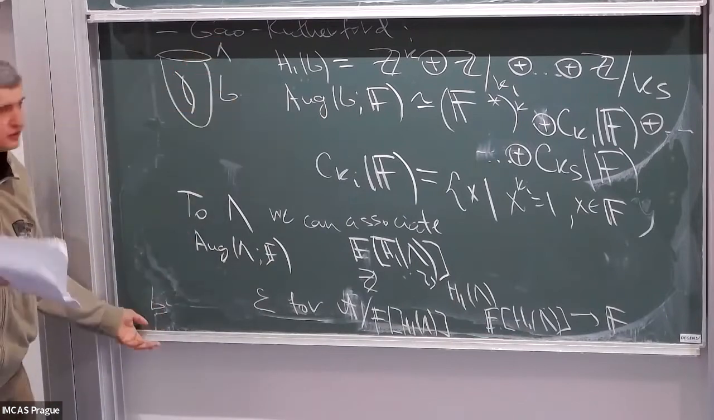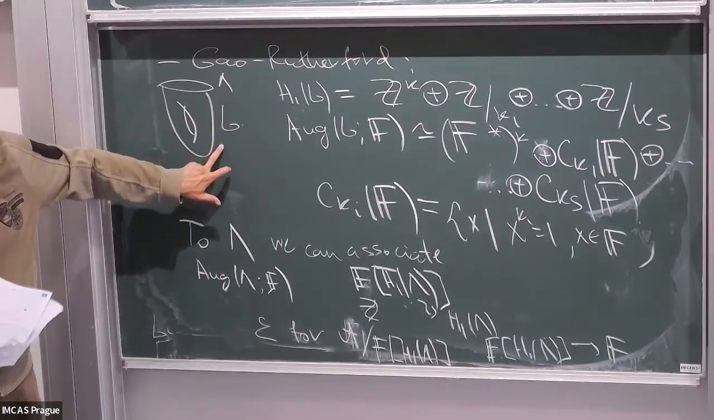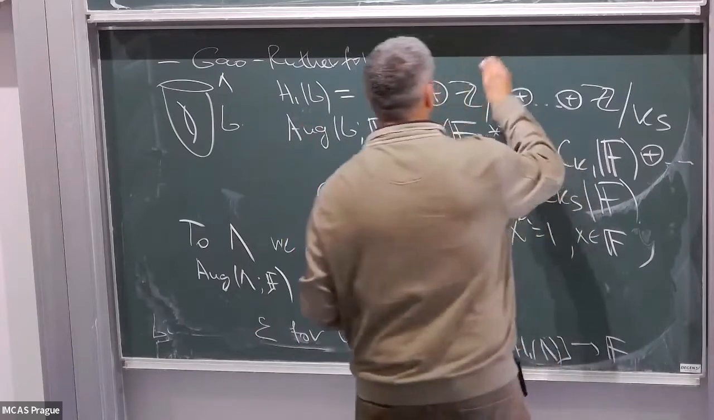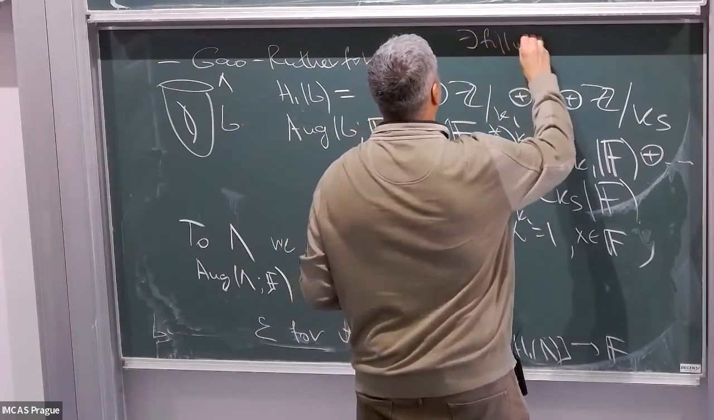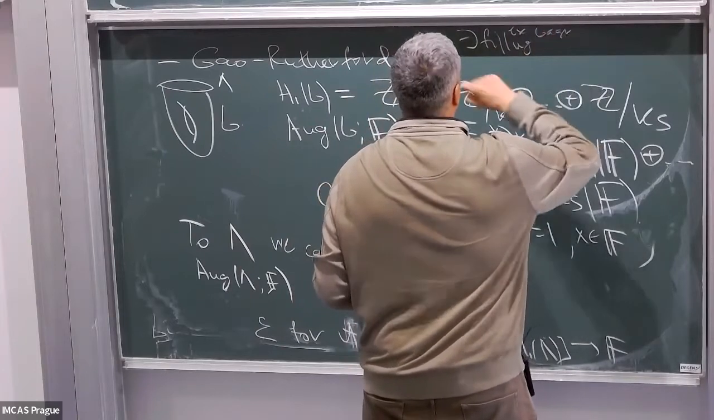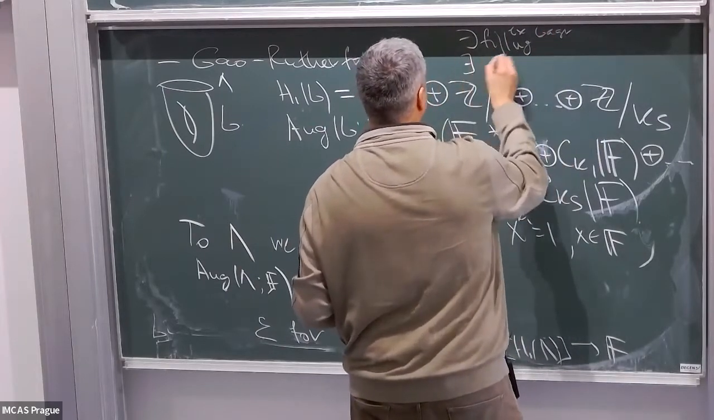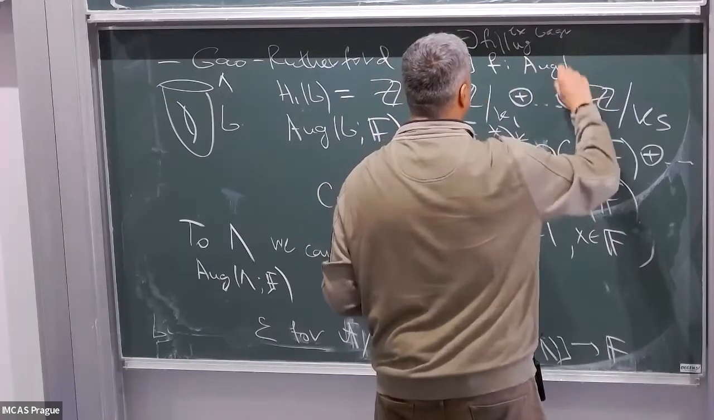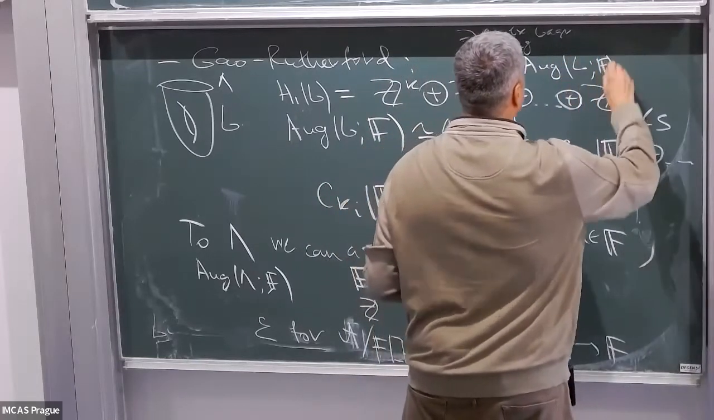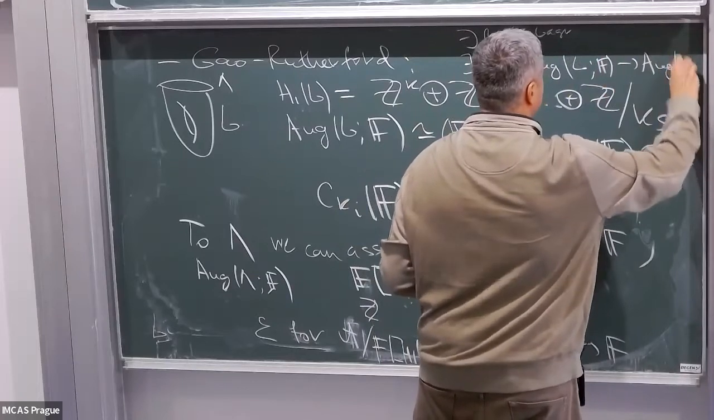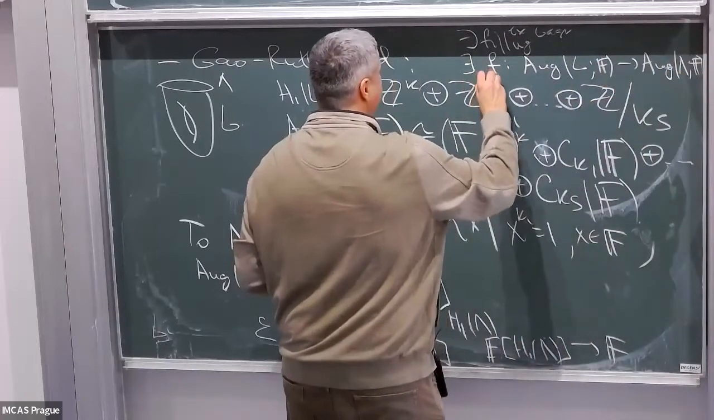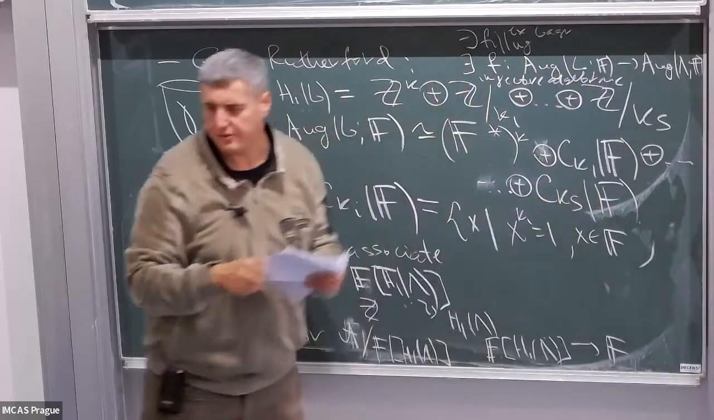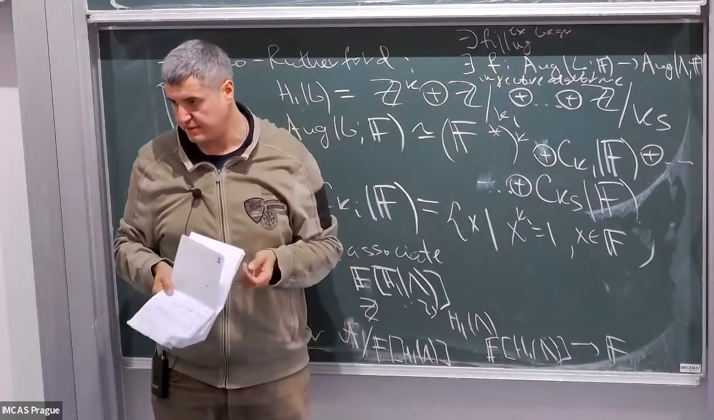And this Gao-Rutherford obstruction says that if there is an exact Lagrangian filling, then there is a map from the augmentation variety of L to the augmentation variety of Lambda, which is an injective algebraic map between the two augmentation varieties. Okay.